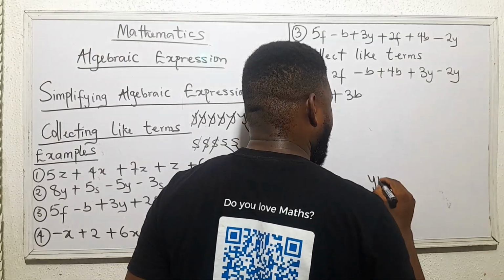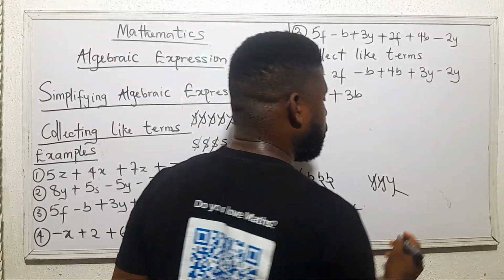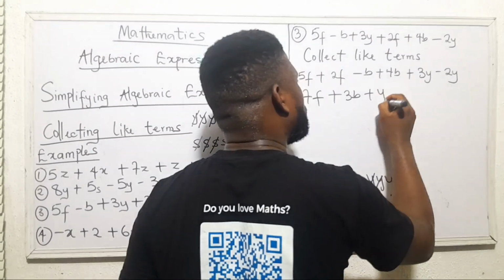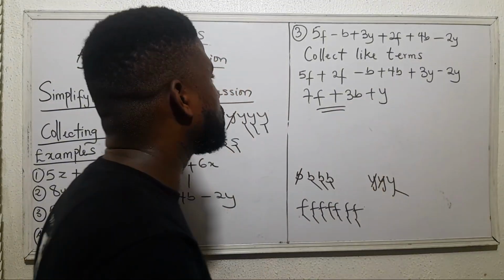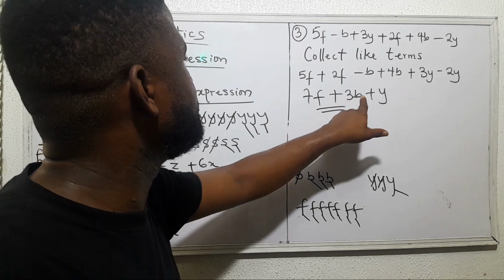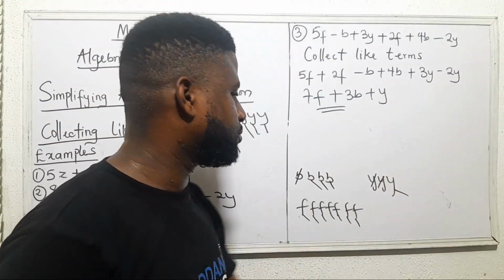Now I have 3y and I'm owing 2y. So I have 3y and I pay 2y from the 3 and have 1 left. I'm still the owner of it, which is plus 1y. This will be our final answer, because you cannot add f, b, and y together. They are all unlike terms.